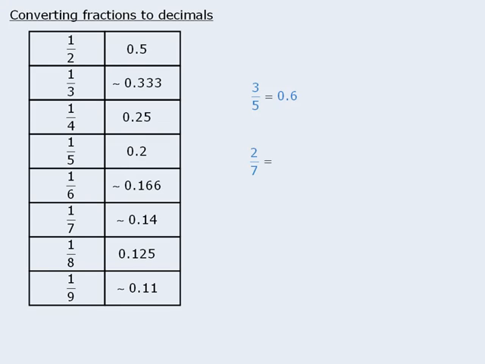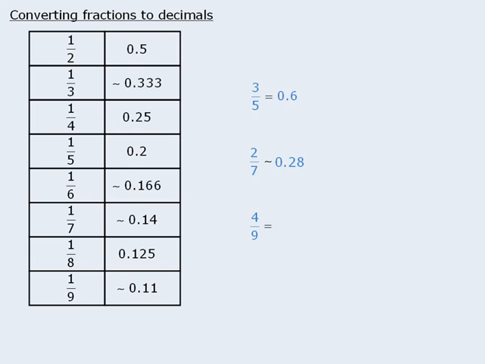Similarly, to convert 2/7 into a decimal, we must first recognize that if 1/7 is approximately equal to 0.14, then 2/7 must be twice 0.14, which is 0.28. Now please note that since 1/7 is approximately equal to 0.14, we cannot then say that 2/7 is exactly equal to 0.28. So we need to write this with the symbol for approximation instead.